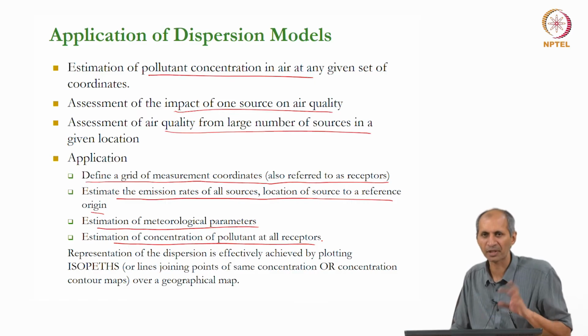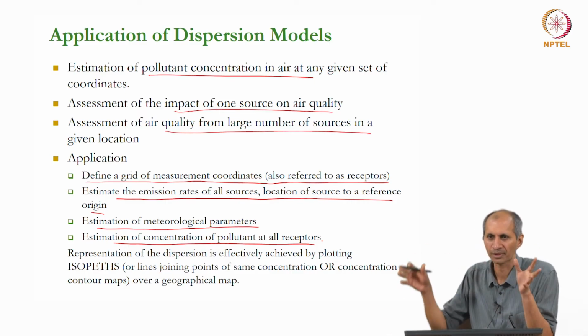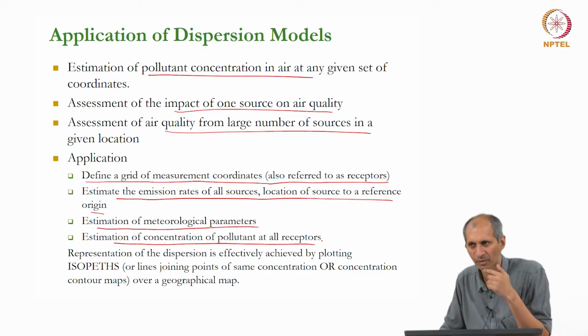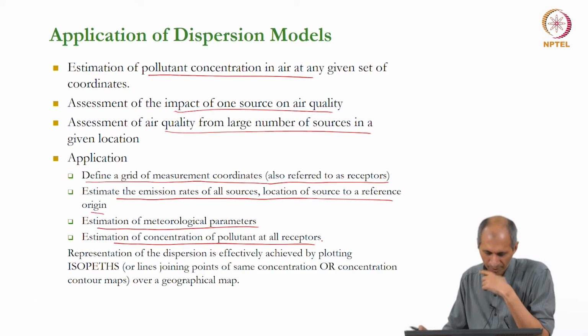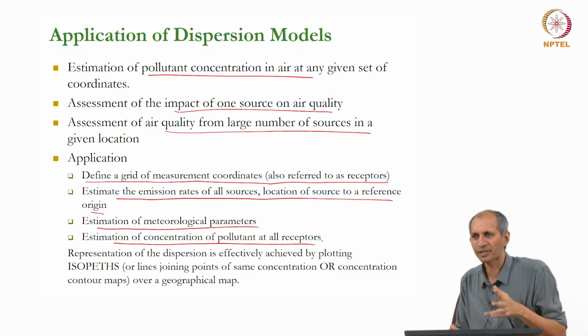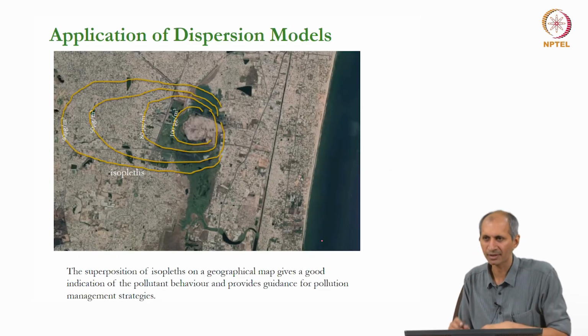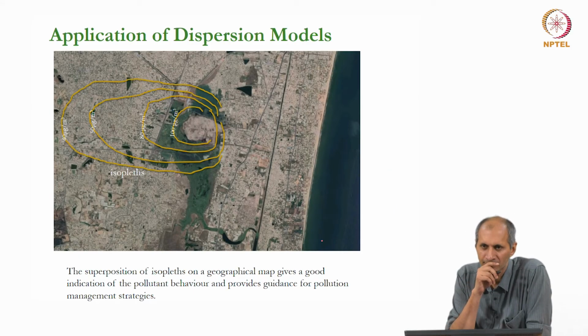Once we do this, you have to represent it somehow. There are a large number of sources, or even if there is one source, I will show you the example for one source. How do we effectively represent this? The way we do it is by mapping it. This is a very good way of doing it.